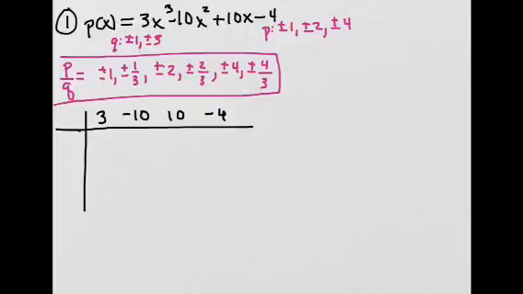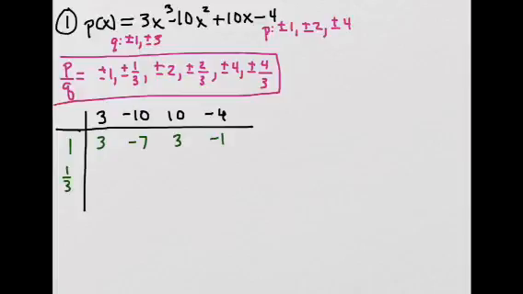So I start out with 1, bring down the 3. 3 times 1 is 3. 3 minus 10 is -7. -7 times 1 is -7. -7 plus 10 is 3. 3 times 1 is 3. 3 minus 4 is -1. So this one did not work. I go on to the next number. I'll try 1/3. I'm going to go in order.